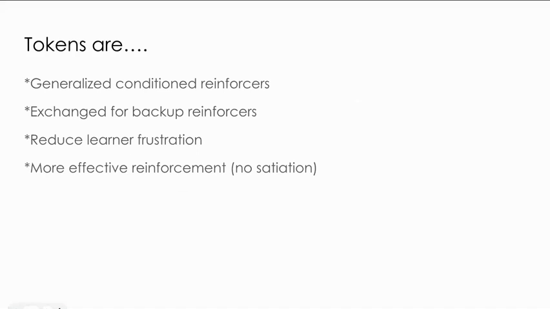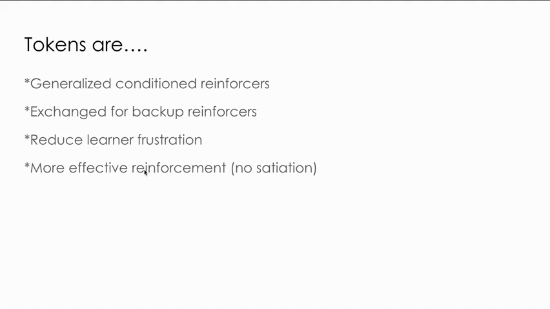So tokens are, again, considered a generalized conditioned reinforcer. We have conditioned it so that once they get the tokens, they would exchange them for a backup reinforcer, something that they have earned, that they've identified that they would like to work for. You identify that reinforcer when you do a preference assessment. So it does help reduce learner frustration when they know how long they have for a task, because the token board also serves as a bit of a visual timer as far as how many items need to be completed before that reinforcement is done.